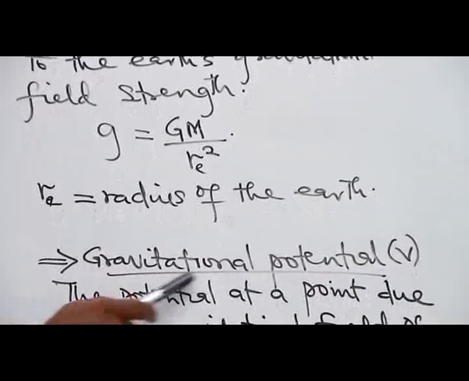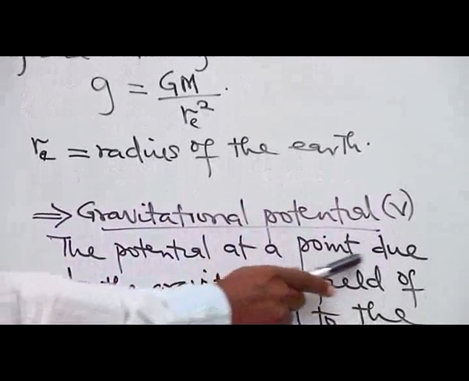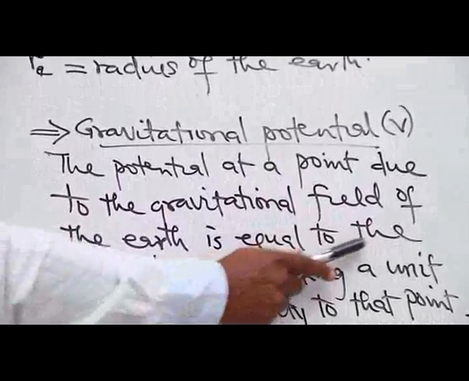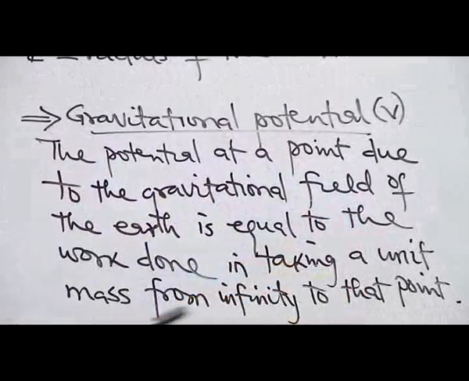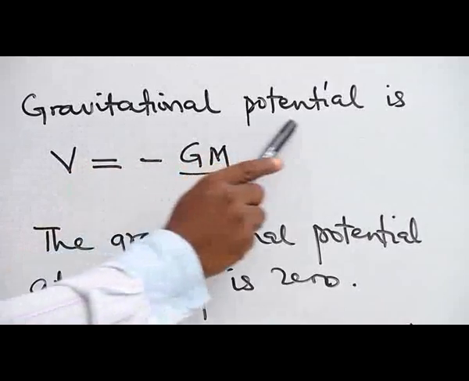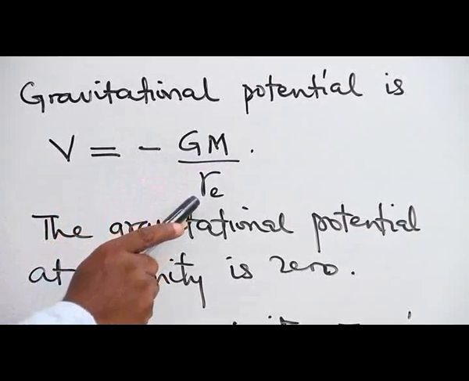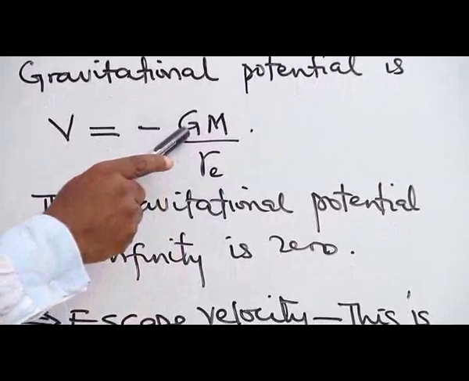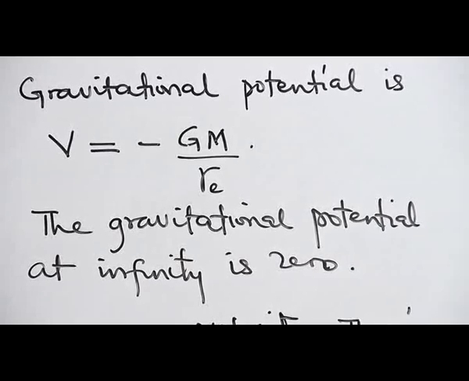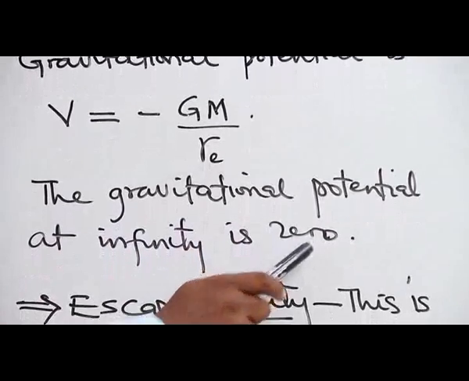Next is gravitational potential, represented by the letter V. The potential at a point due to the gravitational field of the Earth is equal to the work done in taking a unit mass from infinity to that point. Gravitational potential is given by this formula: V is equal to minus GM over R sub E. G is the gravitational constant, M is the mass, and of course R sub E is the radius of the Earth. The gravitational potential at infinity is 0.